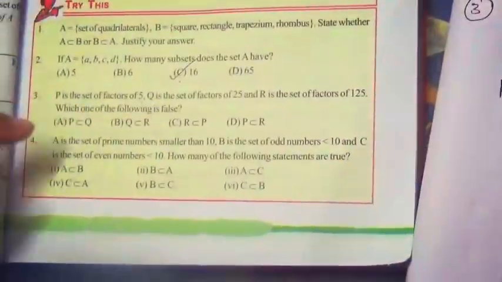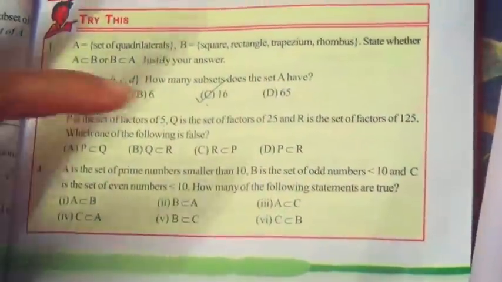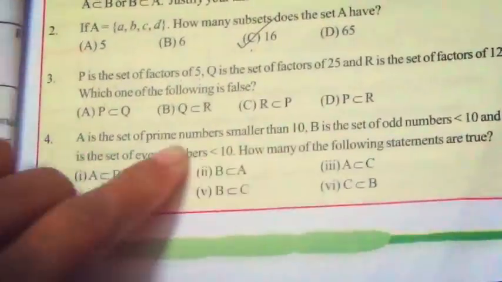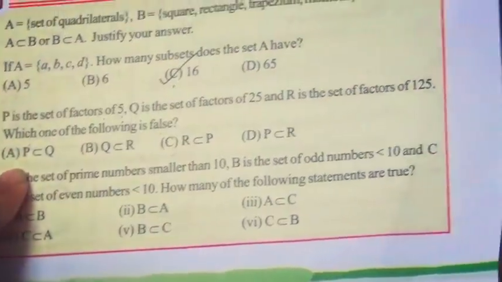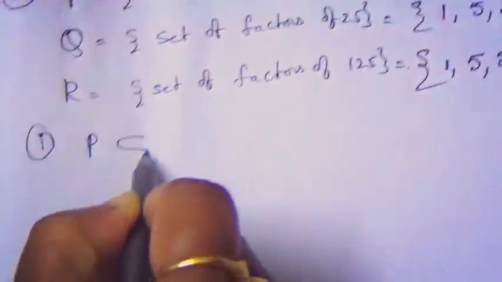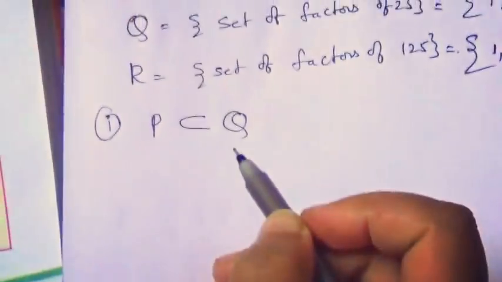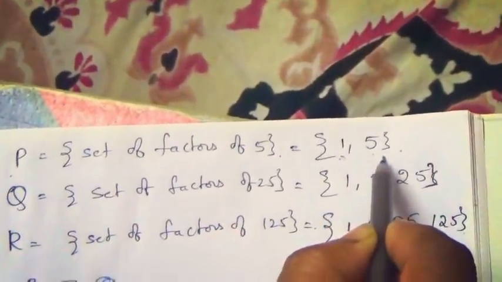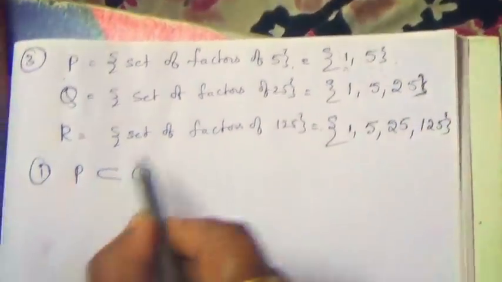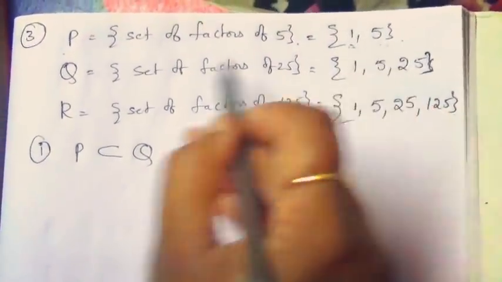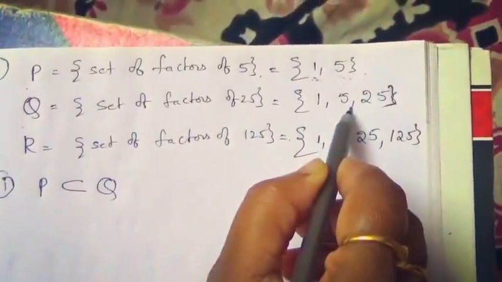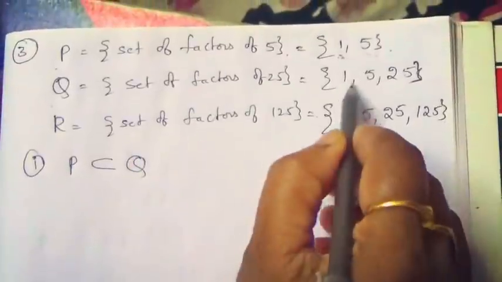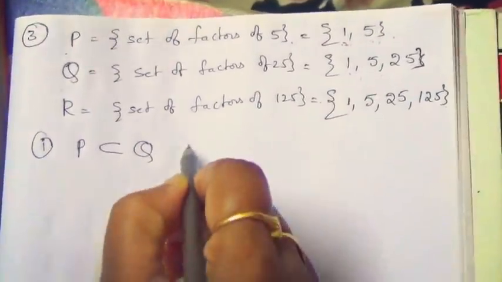Which one of the following is false? We have to pick out the false statement from these four. What is the first one? The first one is P is a subset of Q. Is it right? P has two elements, that is 1, 5. Do these two elements belong to Q? Yes, 1, 5. In the Q set also 1, 5 is there. Hence, it is true.